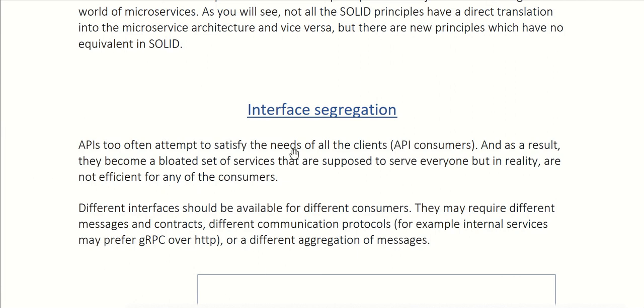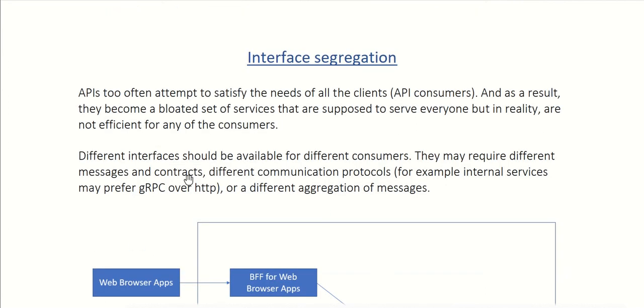APIs too often attempt to satisfy the needs of all clients, and as a result they become a bloated set of services that are supposed to serve anyone, but in reality are not efficient for any of the consumers. Different interfaces should be available for different consumers. They may require different messages and contracts, different communication protocols. Okay, for example, internal services may prefer gRPC over HTTP, or we can even make use of TCP in some scenarios, where file-related operations are involved, or a different aggregation of messages.